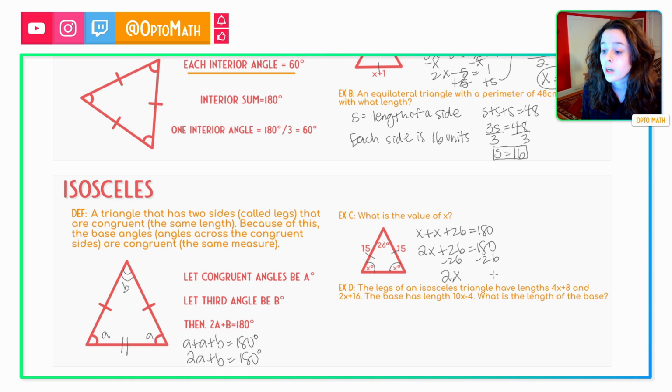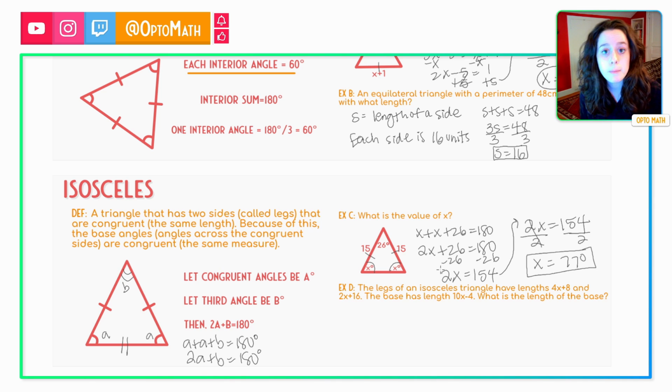2X is 180 minus 26, which is 154. And carrying on up here, 2X is 154 degrees, and then we divide both sides by 2. And X is equal to 77 degrees. So we could double check. We could do 77 plus 77 plus 26 and see if that equals 180. And we do get that, so it's a good check.